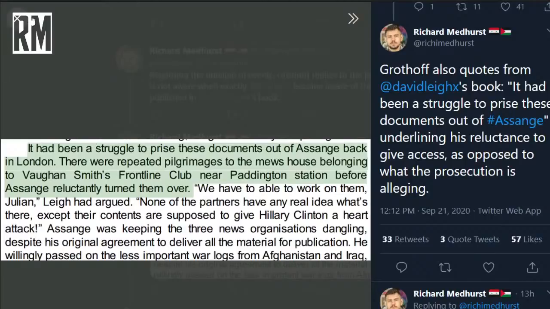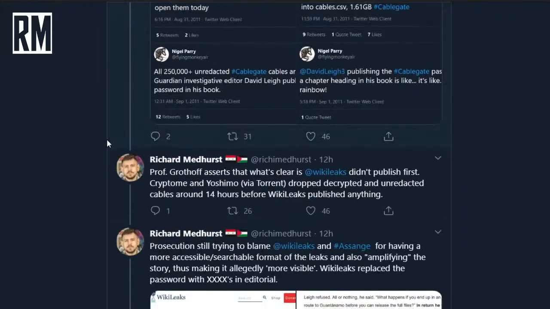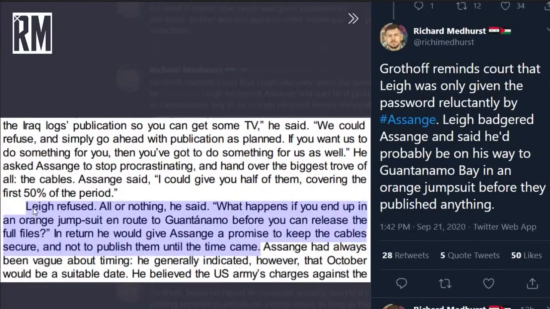And that's not all. He also said that when Assange offered him half of the cables, right, he said no. Lee refused. He said all or nothing. What happens if you end up in an orange jumpsuit en route to Guantanamo before you can release the full files? In return, he would give Assange a promise to keep the cables secure and not to publish them until the time came. Yeah, okay, turns out that was a lie.